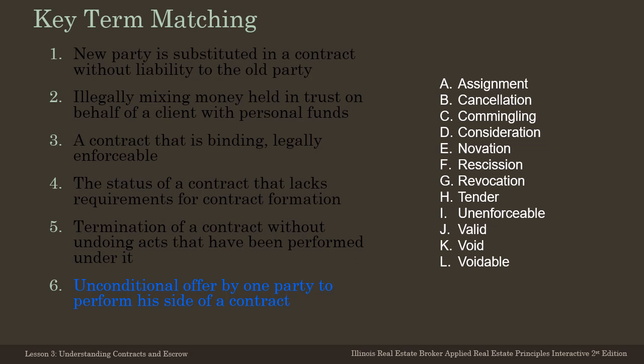Unconditional offer by one party to perform his side of a contract. So your book calls this tender. We don't talk about tendering offers. We talk about, if you will, making offers. So we don't tender offers. This is probably something you ought to take out of this textbook and not use that term. So an offer that is being made by a seller to a buyer or a buyer to a seller would be an offer. And then if there is a counter offer, then the person becomes a counter offeree. And basically we go through this process of offer, counter offer between the parties until we hammer out all the terms and conditions.